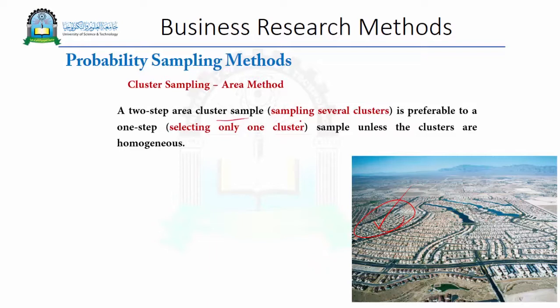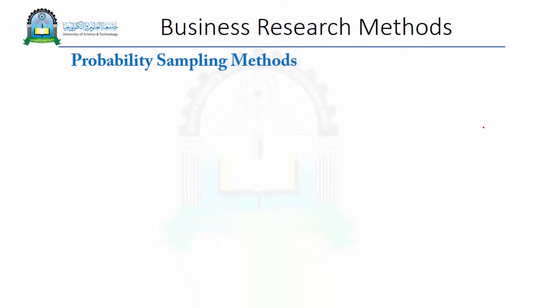Cluster sampling with several clusters is preferable to one step and then selecting only one cluster sample, unless the clusters are homogeneous. So if it's heterogeneous, I might come up with two clusters. If homogeneous, one cluster is enough.